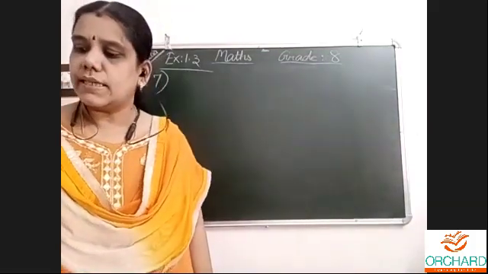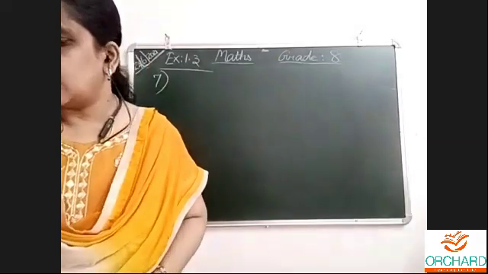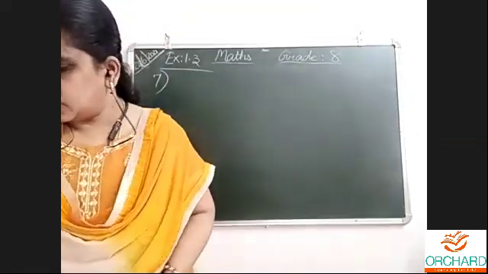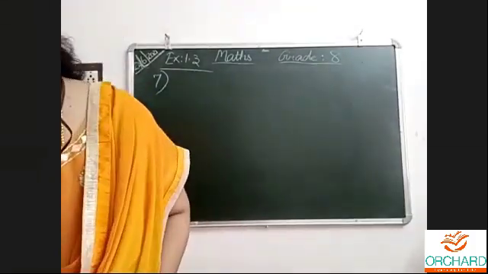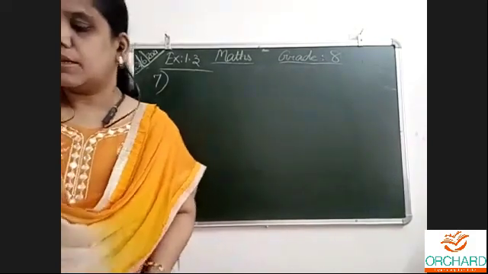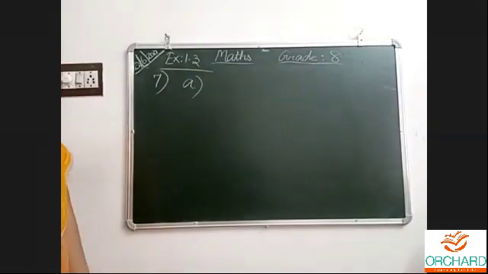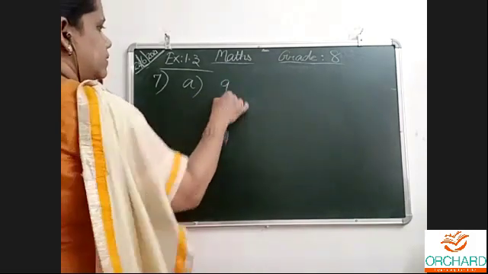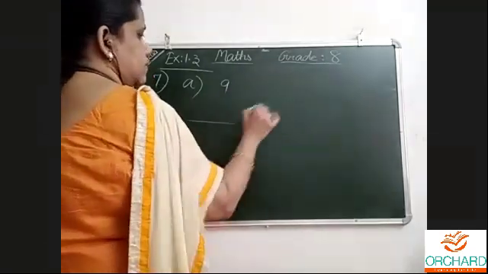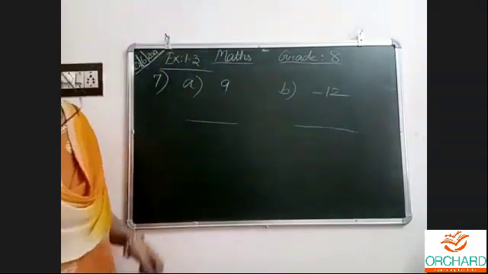Find the additive inverse of the following rational numbers. 1, 2, 3, and 4. There are four sums, additive inverse and multiplicative inverse. Two we will do, 1 and 2. Minus 12, 9. Very, very easy.